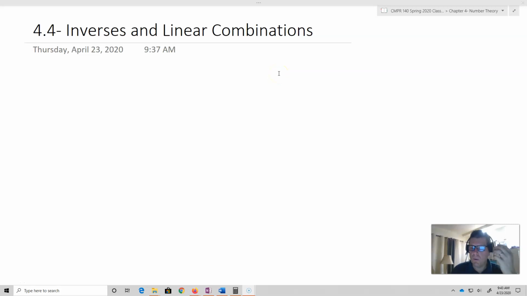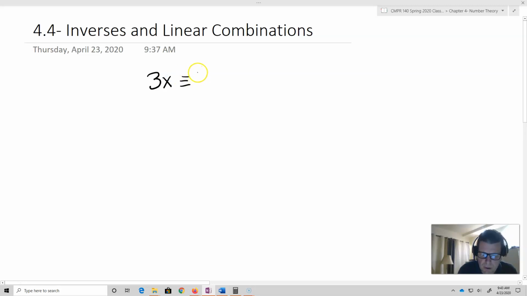All right, so what I want to talk about now is this idea of the inverse, and in fact, how linear combinations play into the inverse. The idea of the inverse is really necessary because it turns out that we're going to need it in order to actually solve equations. So let's say, for example, I've got an equation, and my equation is 3x is equivalent to 7 mod 8. Okay, so 3x is equivalent to 7 mod 8.